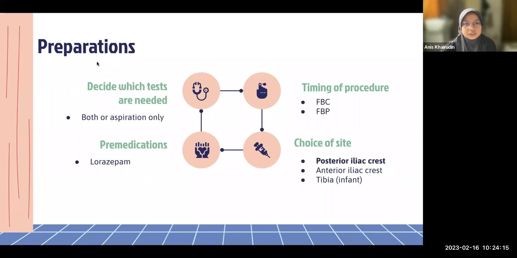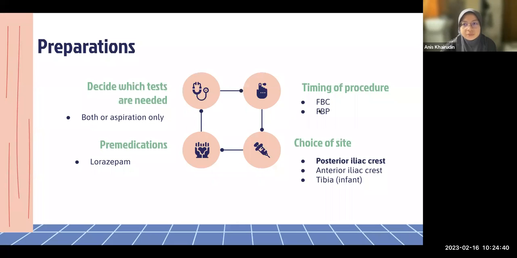Okay, for preparation, first we need to decide for the specific patient which tests are needed. For example, not all patients need both aspiration and biopsy. So some patients may only need aspiration, for example, to look at progression of a disease such as leukemia. So maybe biopsy is only needed in the beginning to diagnose the disease.